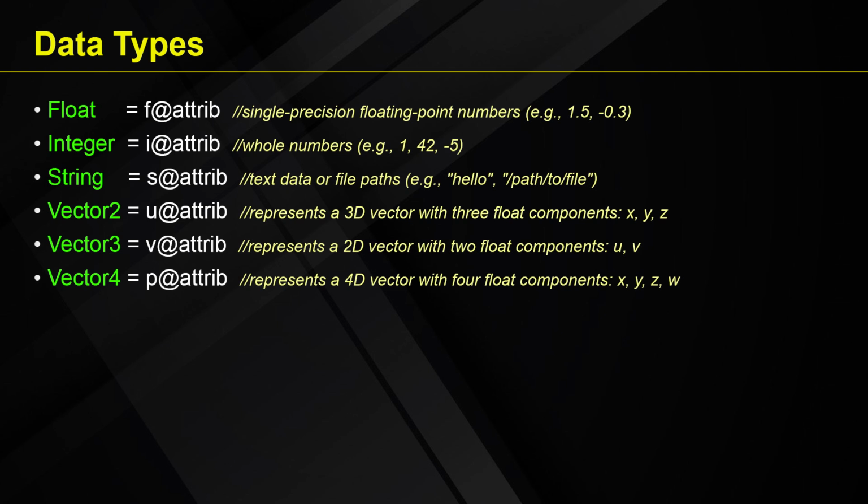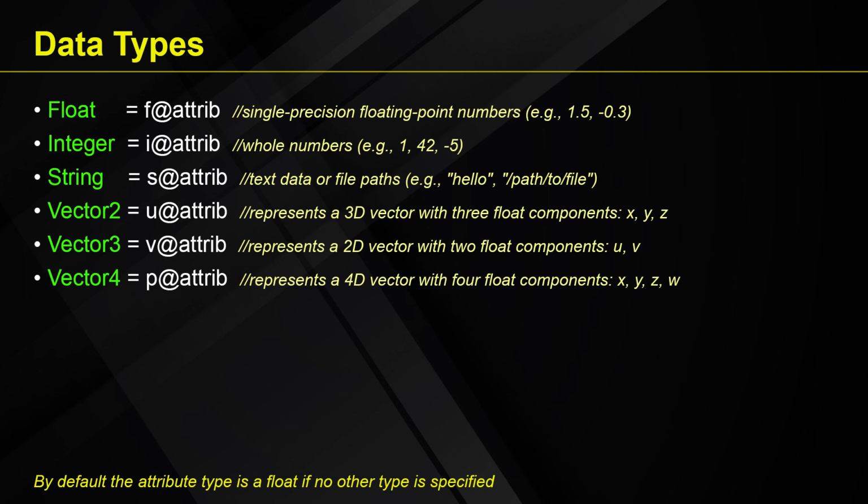Lastly, vectors are a fundamental part of 3D graphics and Houdini workflows. A vector stores multiple float values in a single attribute, making it perfect for geometry properties like position, color, or directions. For example, a vector3 p attribute represents a 3D coordinate with x, y, and z components. It's important to note that by default, if no type is specified, Houdini assumes an attribute is a float.